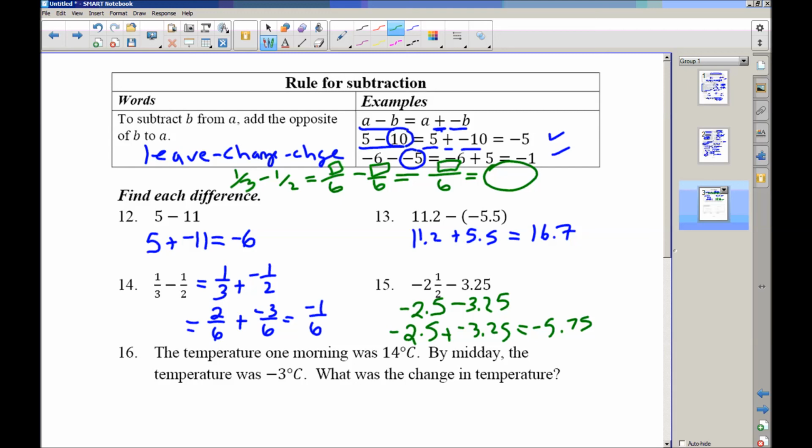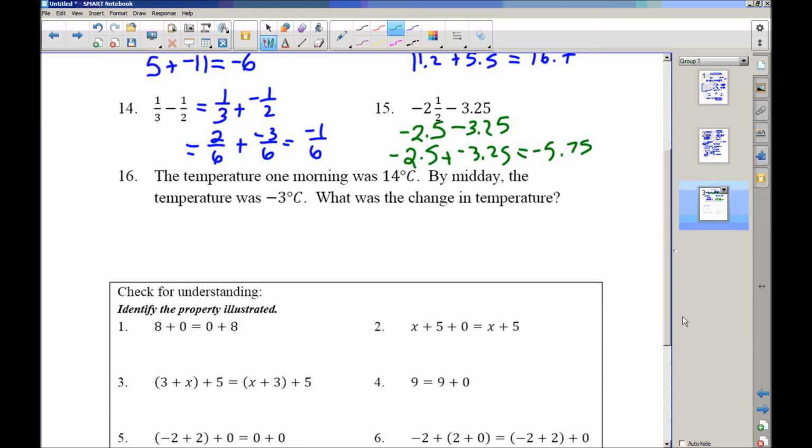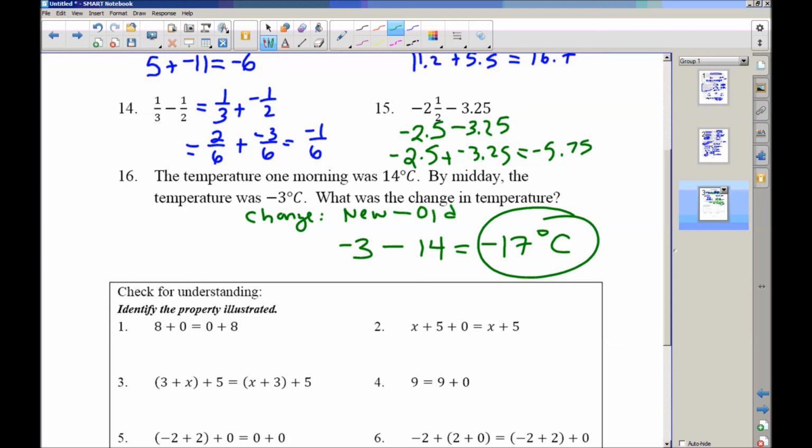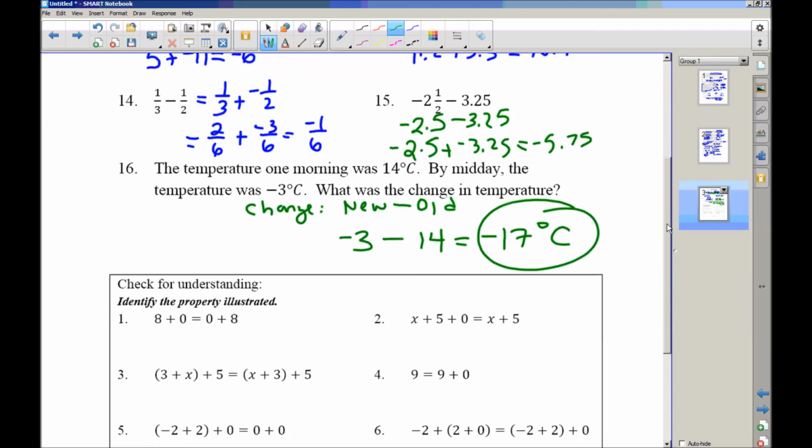Okay. All right. The temperature one morning was 14 degrees, and by midday the temperature was negative 3 degrees. What was the change in temperature? To find the change in something, we always do the new temperature or the new something minus the old something. That's a change. So the new temperature in our case is negative 3 minus the old temperature of 14. So our temperature was a negative 17 degrees Celsius drop. Okay, so it went down negative 17 degrees. Okay, all right, or went down 17 degrees actually.